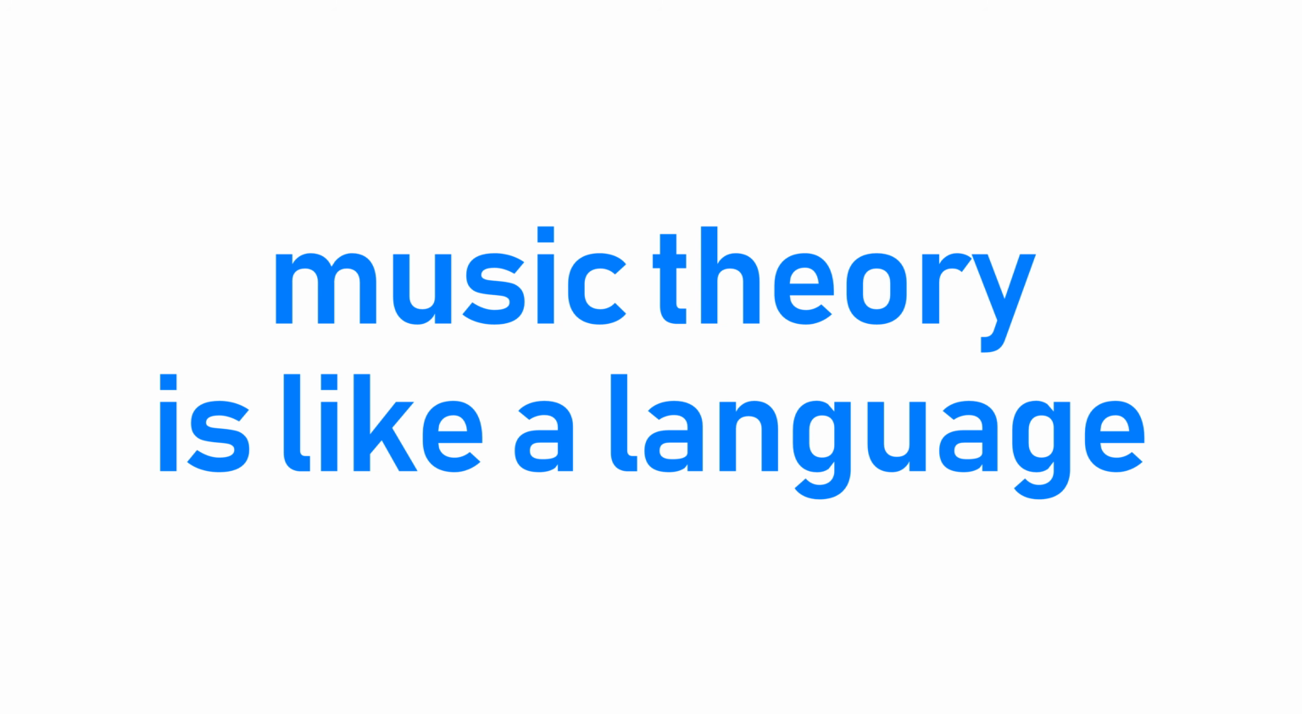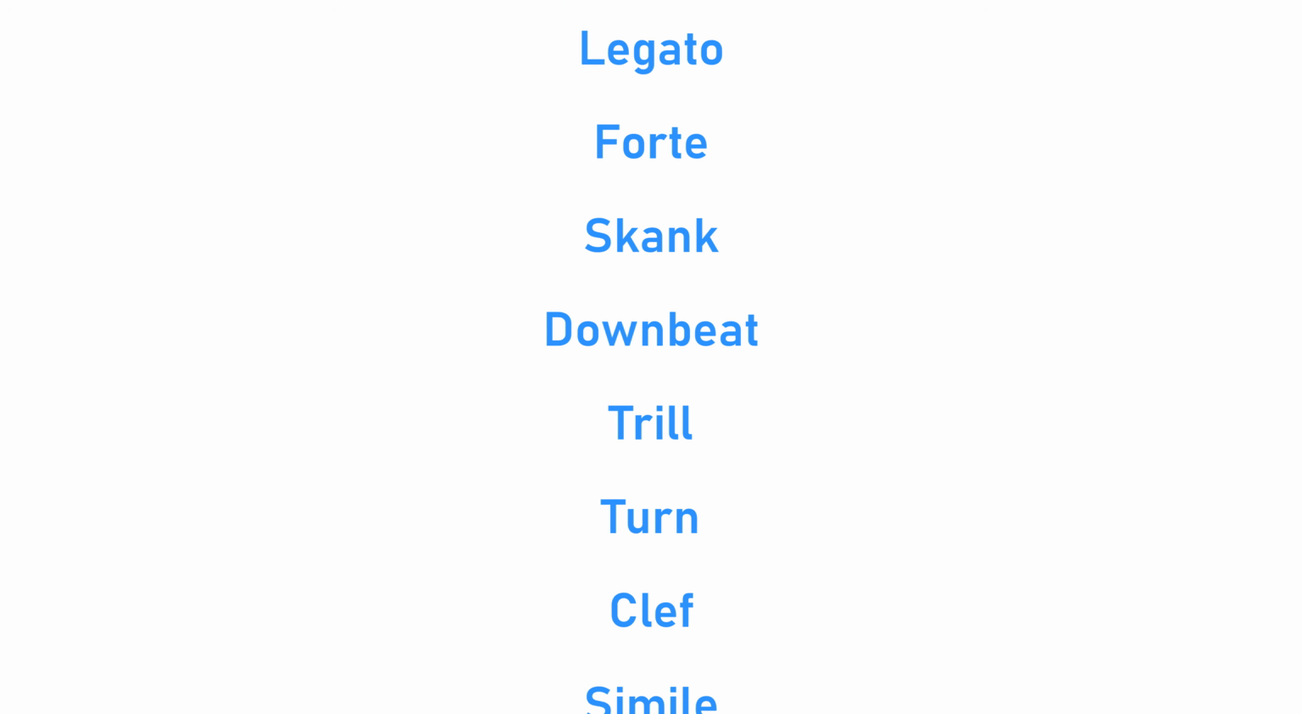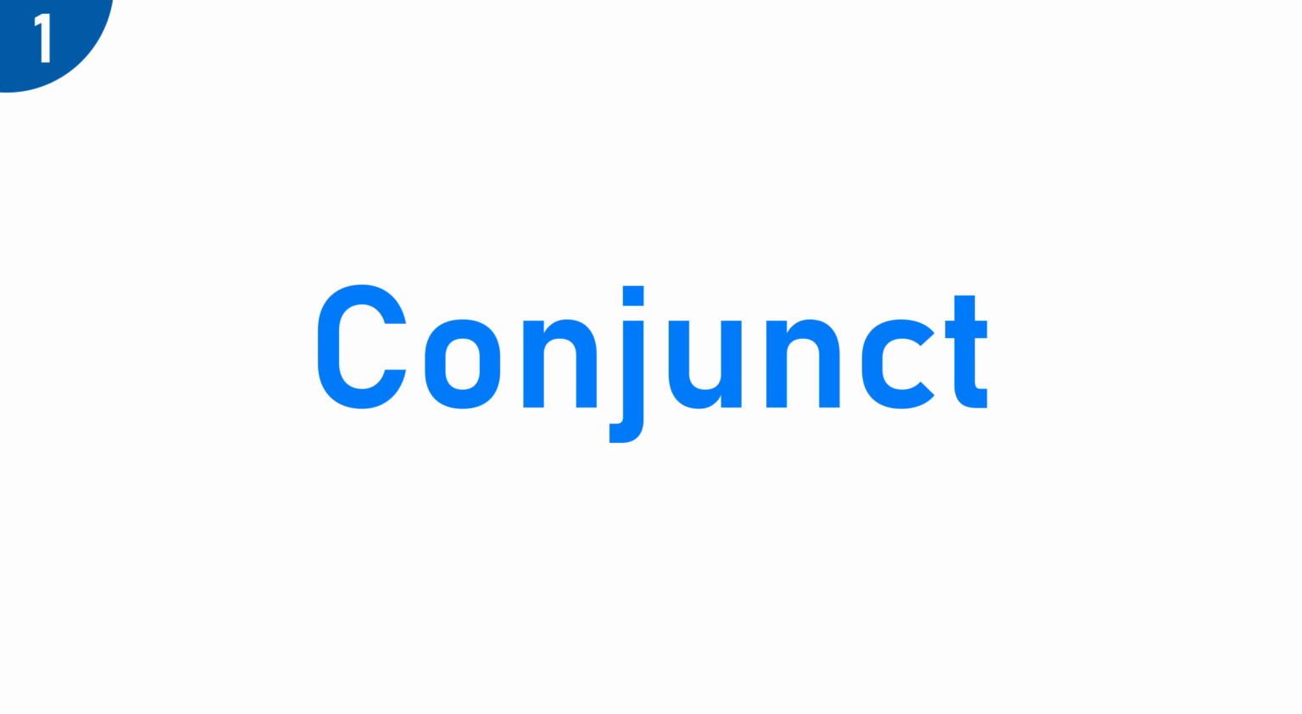Music theory is effectively a language that musicians can use to communicate ideas to each other. And what's the best way to get better at speaking a language? Expanding your vocabulary. So today we're going to look at 101 music theory terms, starting with conjunct.